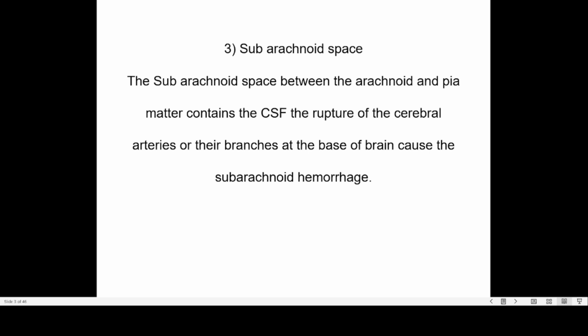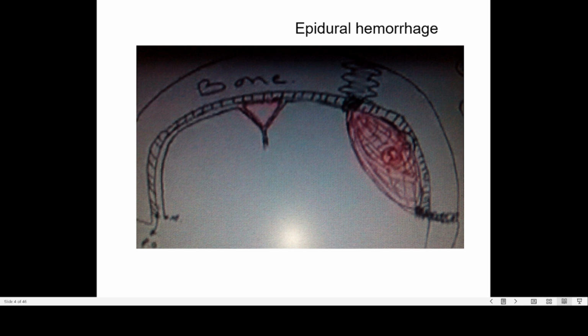So these 3 spaces, that is epidural, subdural, and subarachnoid space, are very important clinically in relation to the meningeal part. So epidural hemorrhage is a hemorrhage in between the bone and the external layer of the dura mater. So that is usually called epidural hemorrhage.